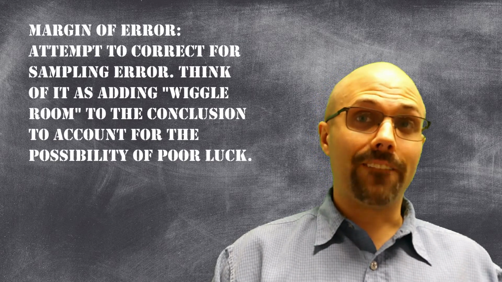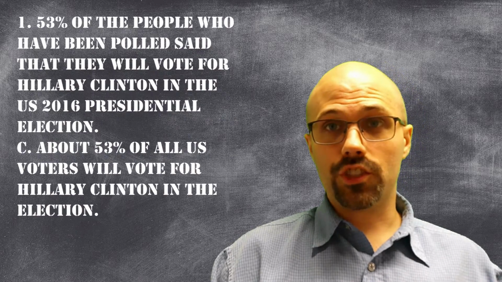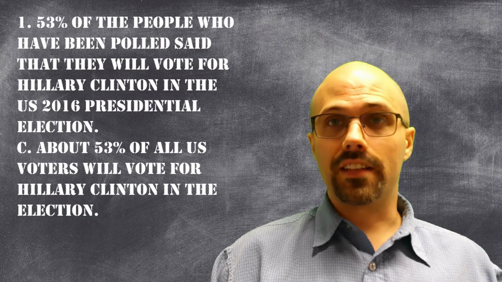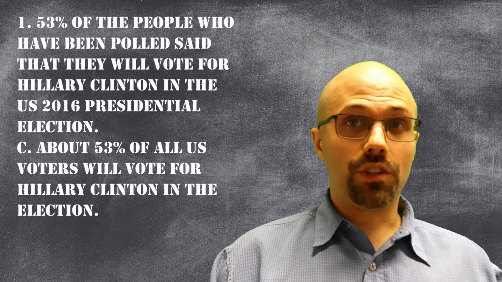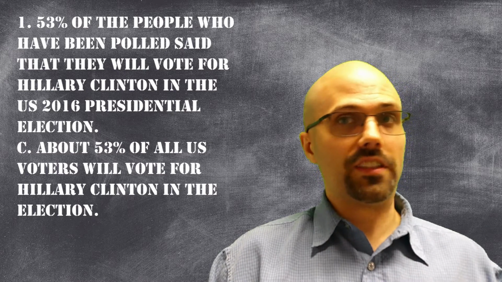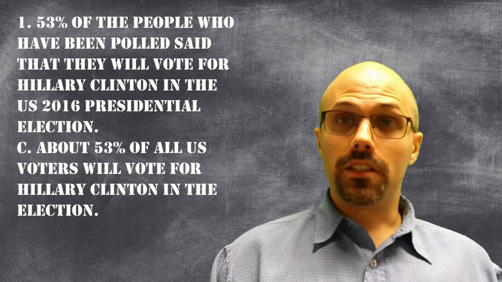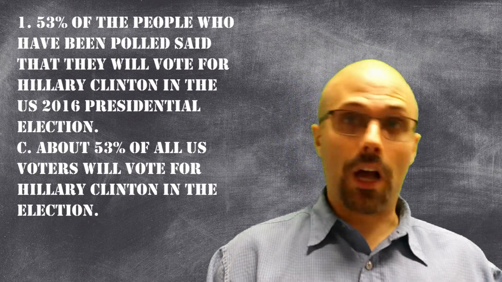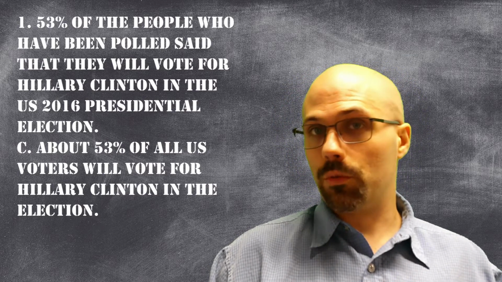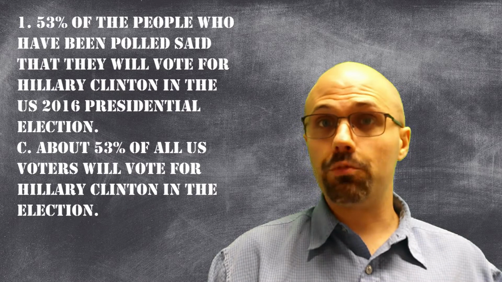So let's think back to that first example I gave you from the 2016 election. The poll suggested that 53% of the people in the sample group intended to vote for Hillary Clinton. But the pollsters calculate that there's some percent chance of just getting unlucky with the people that were randomly selected, and so there's some sampling error built in.